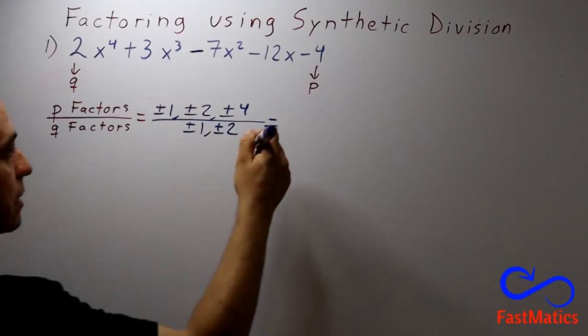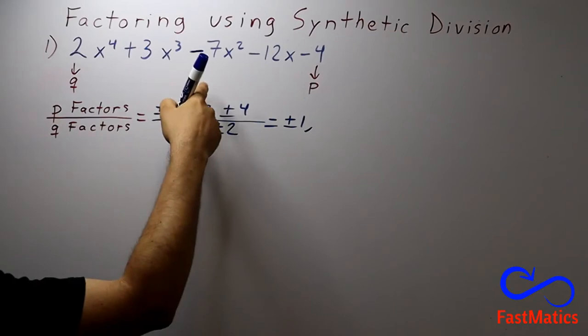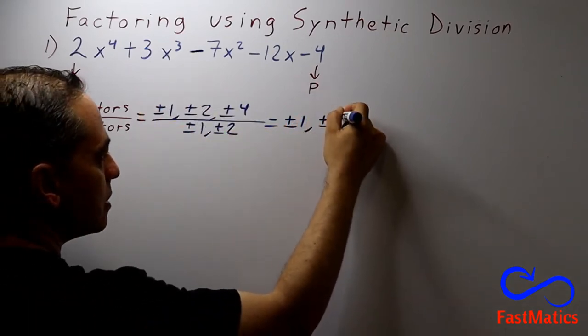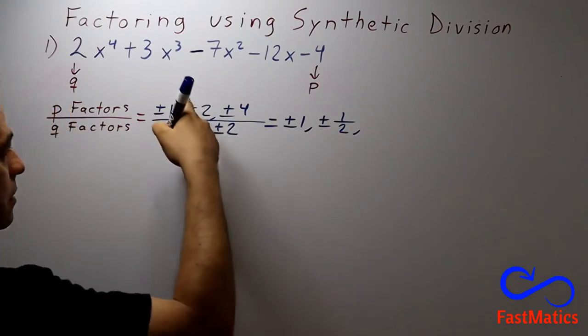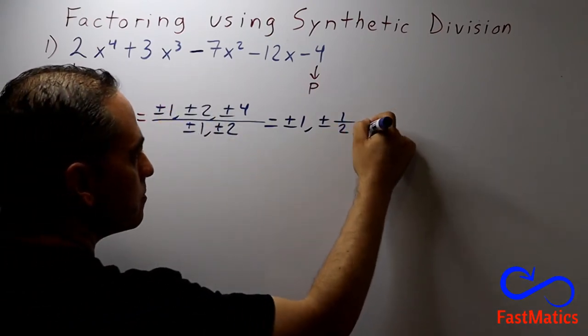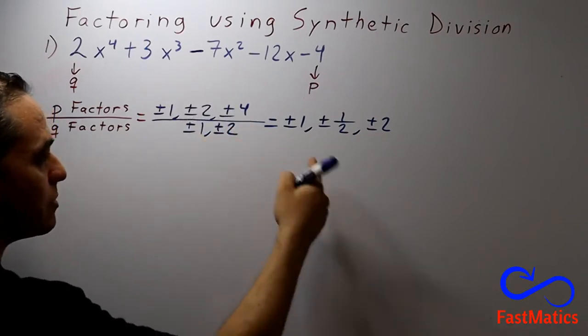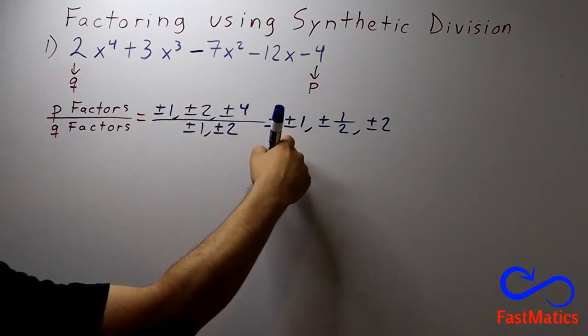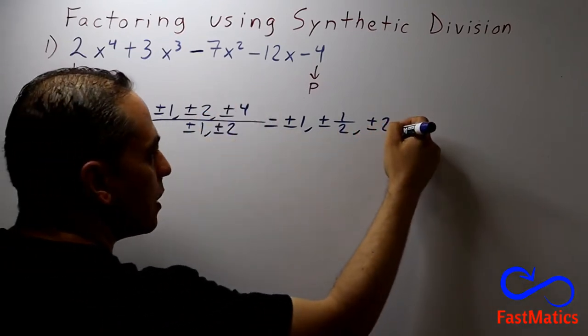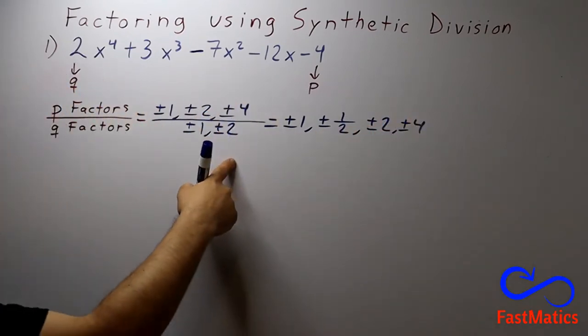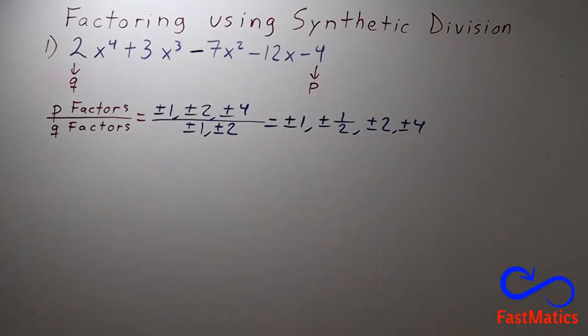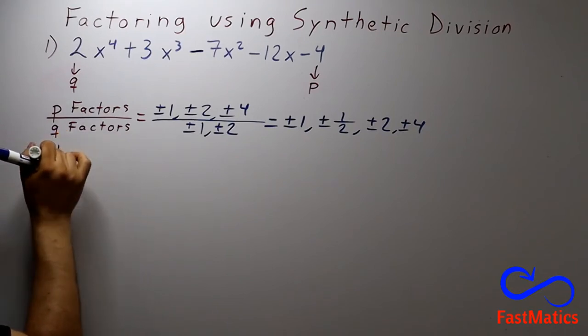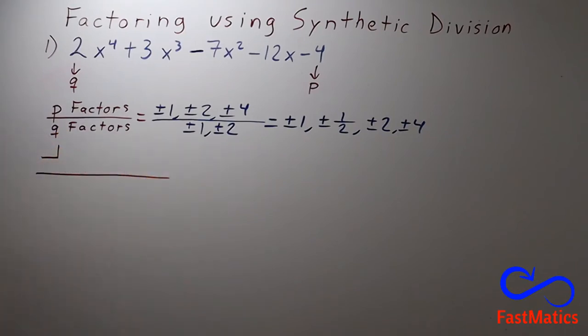So 1 divided by 1 is 1. 1 divided by 2 is 1/2. 2 divided by 1 is 2. And 2 divided by 2 is 1, but I have already written that. Finally, 4 divided by 1 is 4, and 4 divided by 2 is 2, but I have already written that. Now, we are going to try with those numbers, because those numbers can help me to factorize the polynomial.